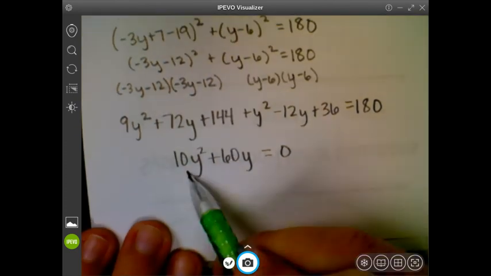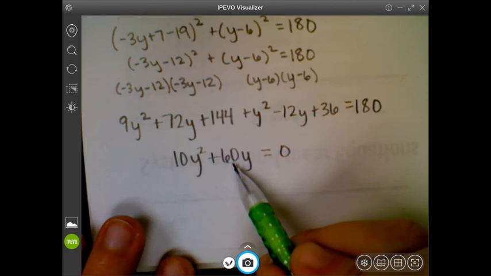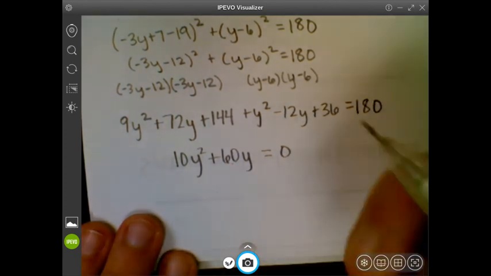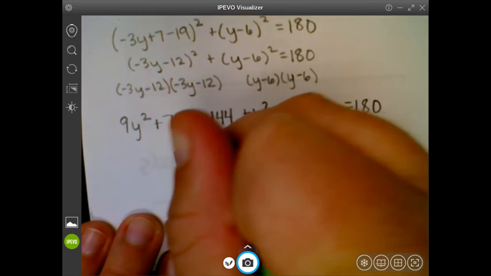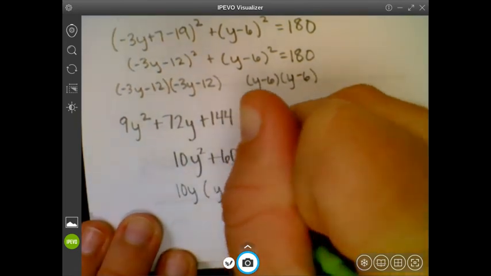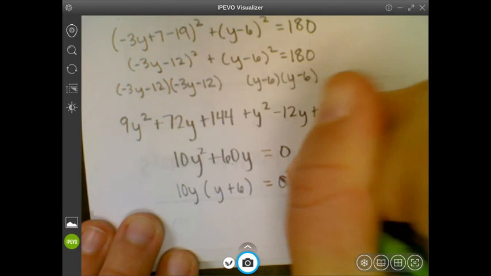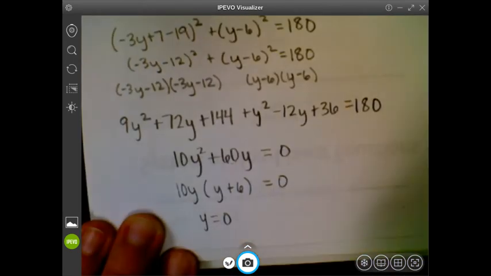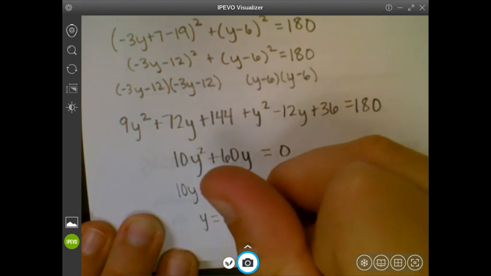All right, to solve this, I only have two terms, which is actually super helpful because now I can just use a greatest common factor. So these two terms have a 10y in common. Left over will be y plus 6 equal to 0. So your y values are 0 from the 10y and then negative 6.